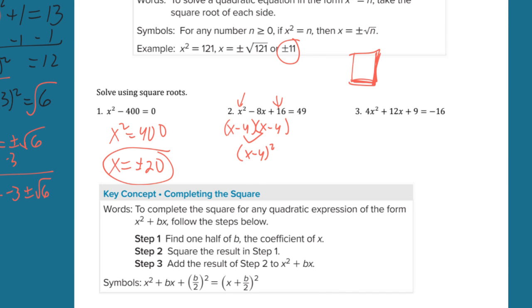You're like, why would I notice? I don't know, honestly. If you happen to notice, go with it. If not, you're going to use a different method.